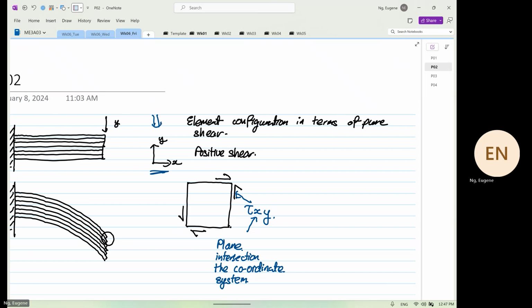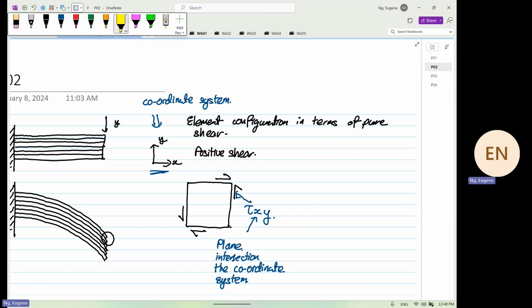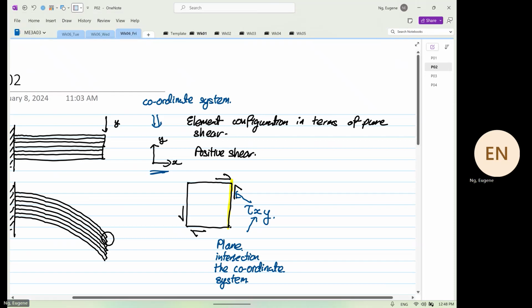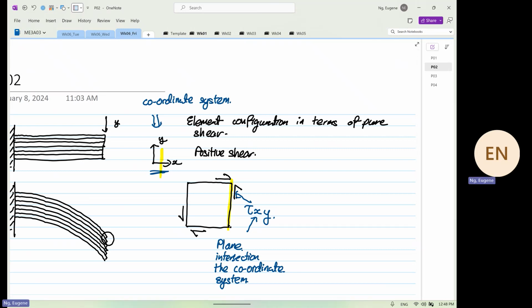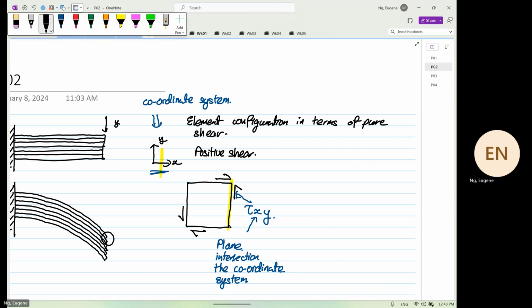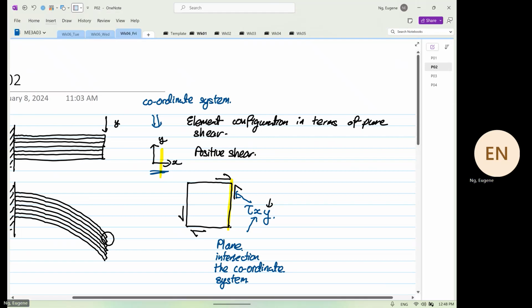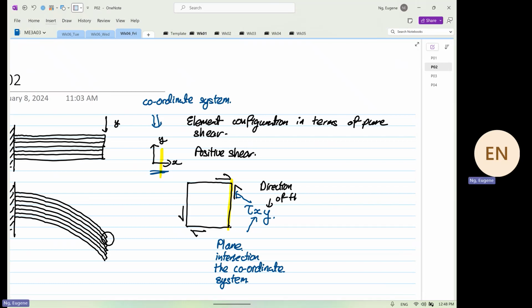So this is our coordinate system. I thought we call it as our transformation, but anyway, coordinate system is good. So what does this mean? The plane intersecting the coordinate system, if I highlight this in yellow, this plane will intersect where? The x-axis. Am I right? Okay. And the next one is the direction of the shear stress.